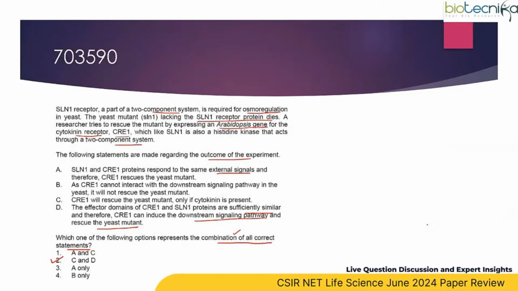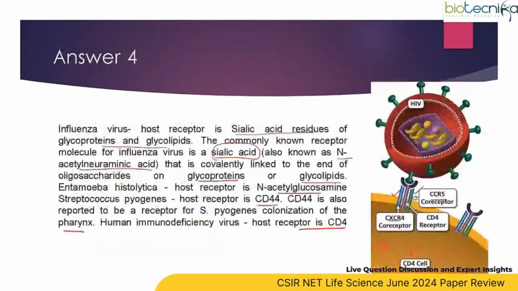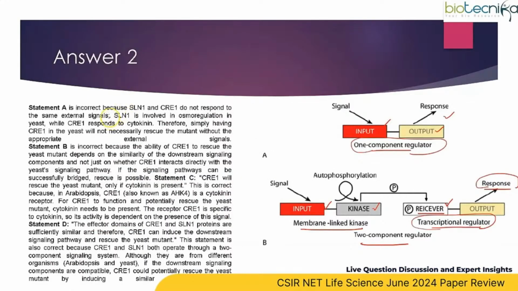Now let us see the different statements. So the first statement says SLN1 and CRE1 proteins respond to the same external signals and therefore CRE1 rescues the yeast mutant. So in the mutant they have expressed this CRE1, but are they responding to the same external signals? A is incorrect, right? Because SLN1 and CRE1 do not respond to the same external signals. As written in the question itself, SLN1 is involved in osmoregulation in yeast, while CRE1 responds to cytokinin. Therefore, simply having CRE1 in the yeast will not necessarily rescue the mutant without the appropriate external signals.